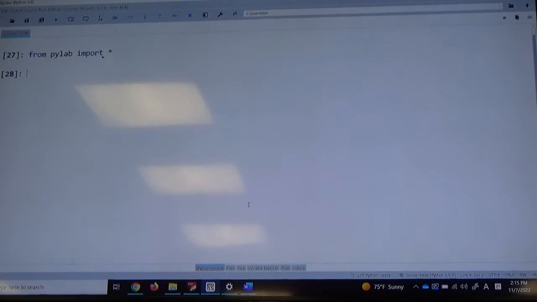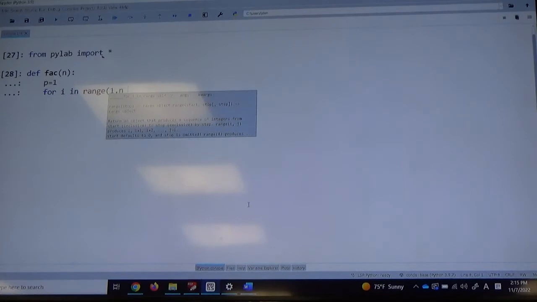Sadly, Pylab doesn't have the factorial function, so I'll have to make my own. I'll just define factorial of a number n as, let's see, p is 1, for i in range of 1 through n plus 1, p times equals i, and return p. Okay, so there's my factorial function.